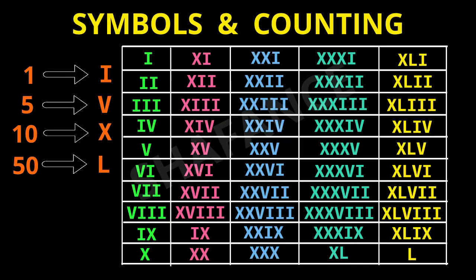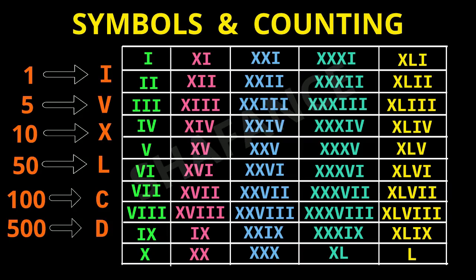And in a similar way, the counting goes on in Roman numerals, and we can see the higher symbols. Like for 100, we use the symbol C. For 500, we use the symbol D. And for 1000, we use the symbol M. So this is how the counting goes on in Roman numerals. And these are the symbols.